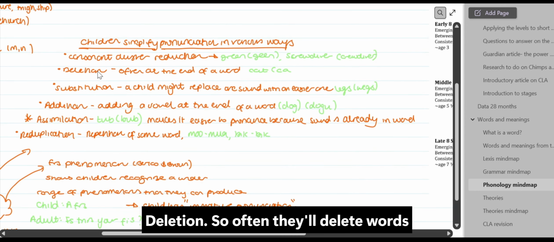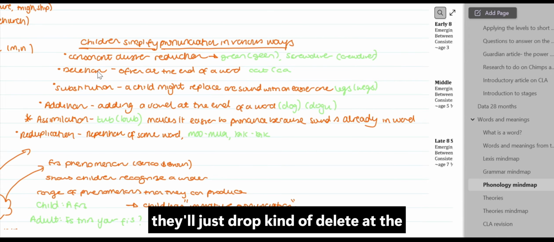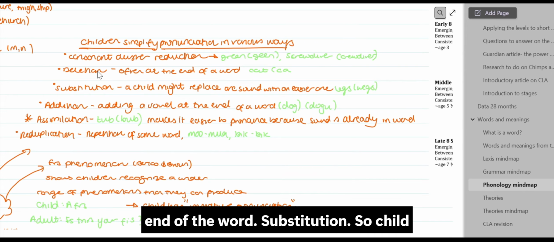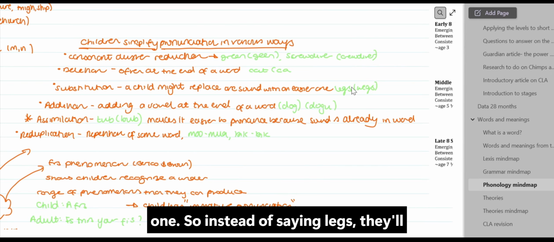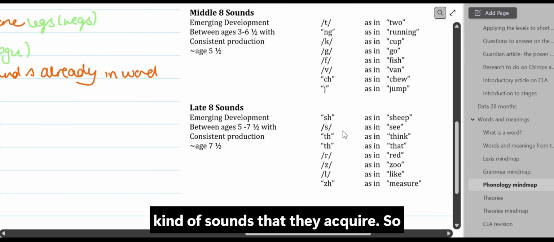Deletion. So often they'll delete sounds at the end of the word. So instead of saying cat, they'll say ka. Substitution. So a child might replace one sound with an easier one. So instead of saying legs, they'll say wegs. And that's quite common with the letter L because it's one of the last sounds that they acquire.